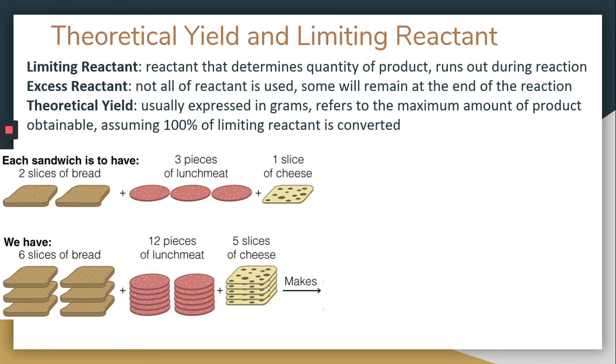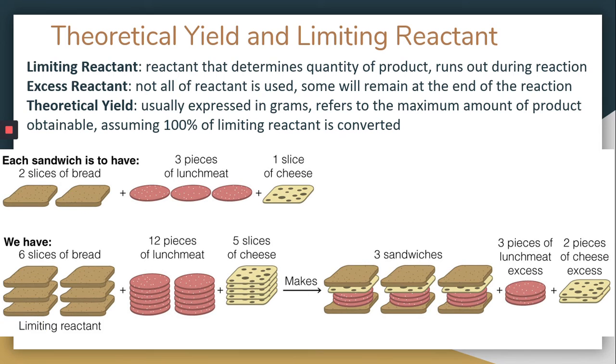So in our problem here, we're making a sandwich. We have to use 2 slices of bread, 3 pieces of lunch meat, and a slice of cheese. So if we have 6 pieces of bread, 12 lunch meats, and 5 pieces of cheese, how many sandwiches can we make? Well, putting them together, we can make 3 sandwiches. The bread limits the number of sandwiches we can make, because once we use up all 6 slices of bread with our 3 sandwiches, we can't make any more. So bread was the limiting reactant, and the lunch meat and cheese are the excess reactants.